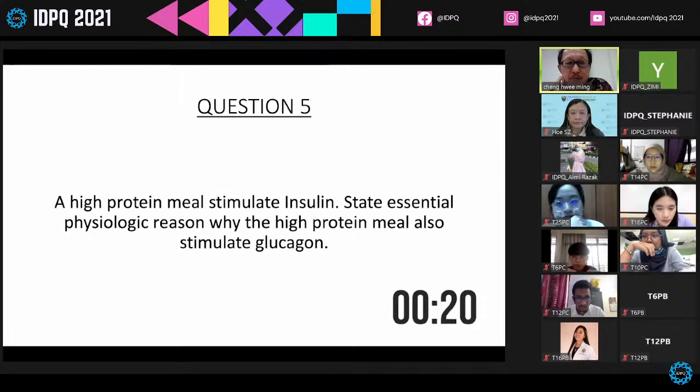A high protein meal stimulates insulin. State the essential physiologic reason why the high protein meal also stimulates glucagon. The time starts now.